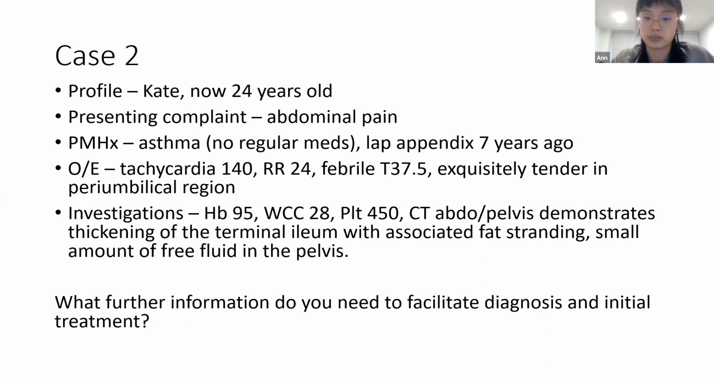You do some bloods and you find that her hemoglobin is mildly reduced. She's anemic with 95, white cells 28, platelets are elevated to 450, and she has some thickening of the terminal ileum with fat stranding and some free fluid in the pelvis. Anyone want to volunteer what other clinical features you'd look for to facilitate diagnosis and treatment?